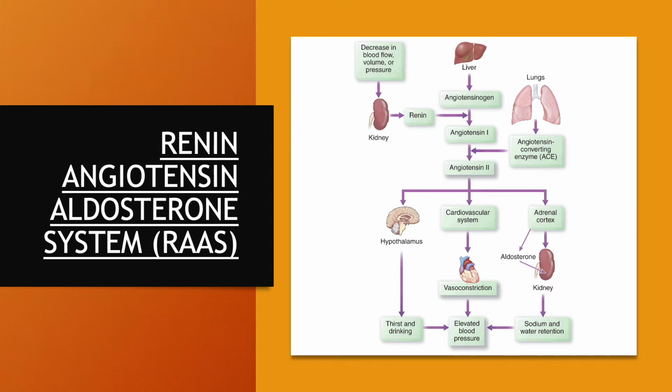Now, angiotensin 2 is going to stimulate the hypothalamus, which will trigger thirst. And when we consume fluids, our fluid volume will increase, furthermore increasing our blood pressure. The hypothalamus also creates something known as antidiuretic hormone.